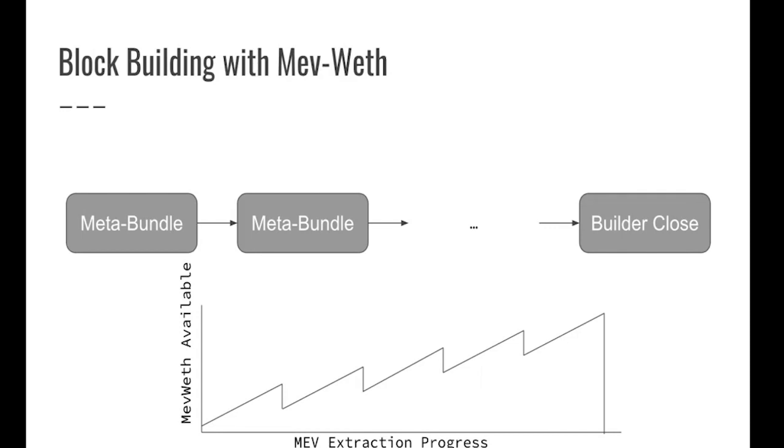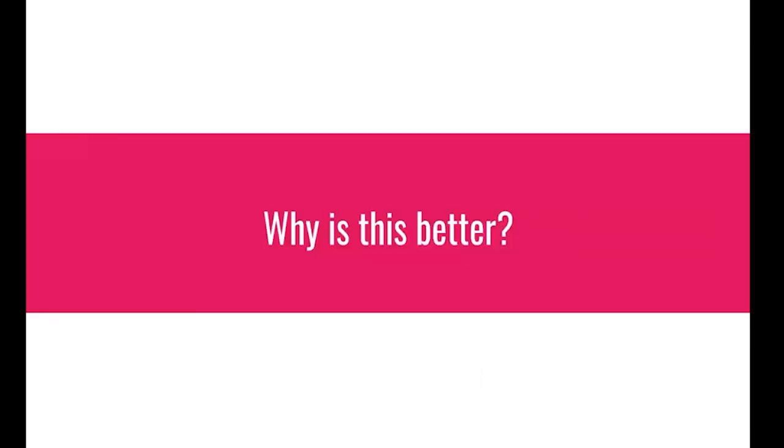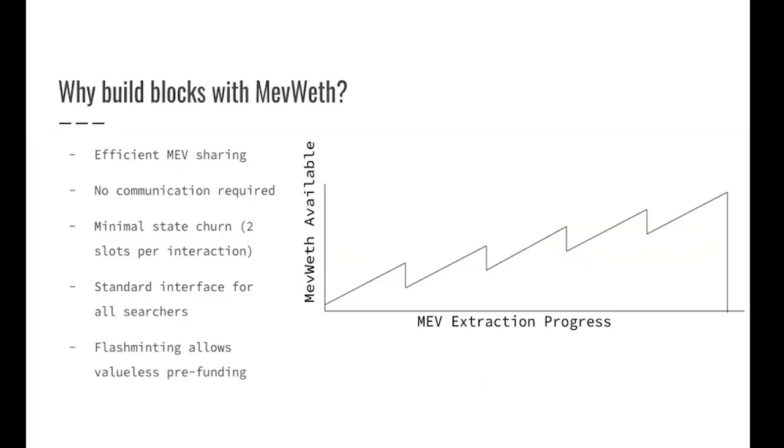So why is this better? It lets the user, searcher, builder, proposer, whoever, use a common communicationless coordination channel for MEV payments. If they're all using the same state slot to communicate this MEV, they don't need to communicate with each other via RPC or whatever. They just need to pass the bundles around and simulate the bundle to see what the net change in free MEV in the system is.